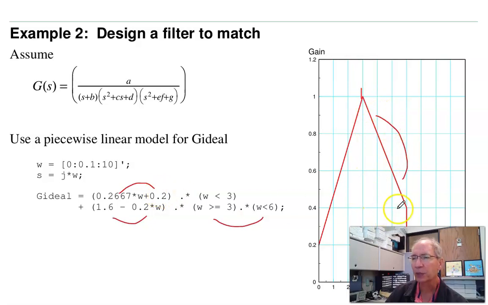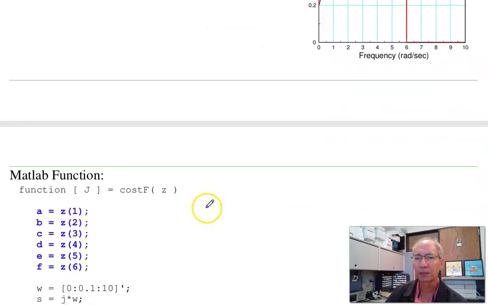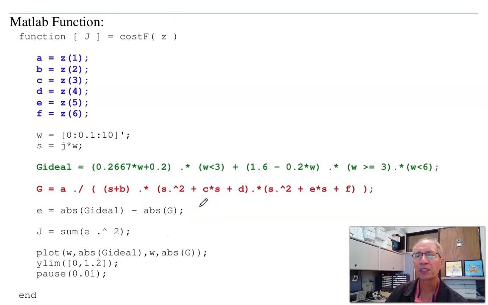Here the slope is change in y over change in x. The slope is minus 0.2. Plug in a number, like at 3 radians per second, the gain should be 1. Gives me a G ideal. Come up with a function in MATLAB. I'm going to add 2 more terms. There's a G in there as well.